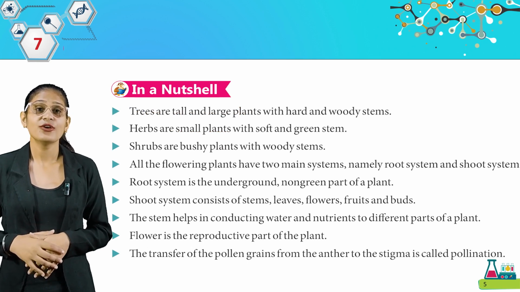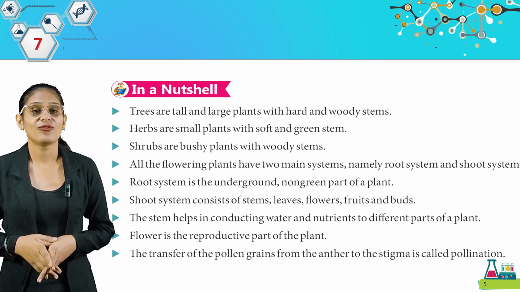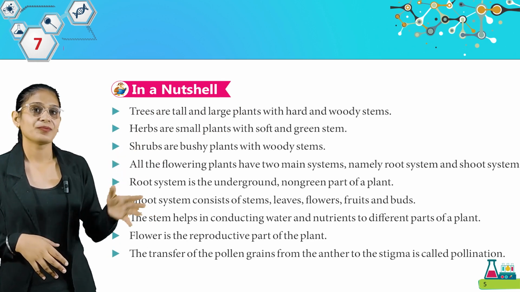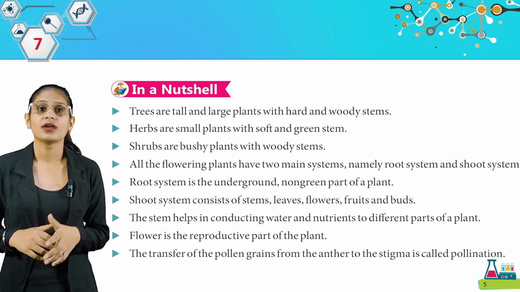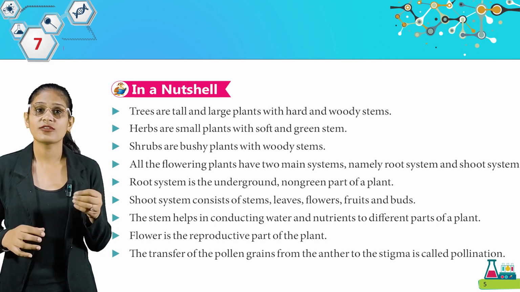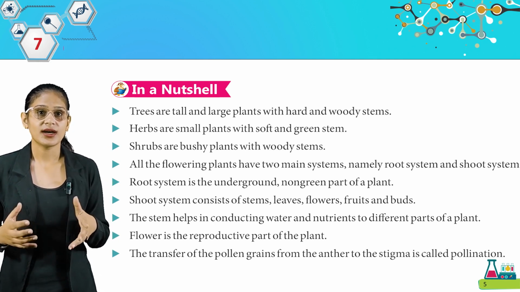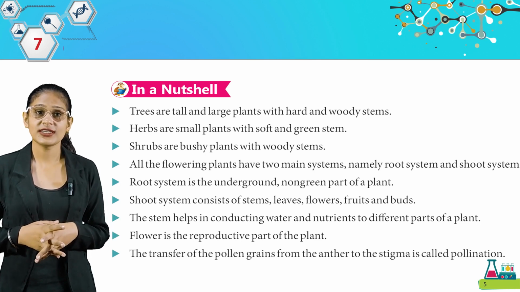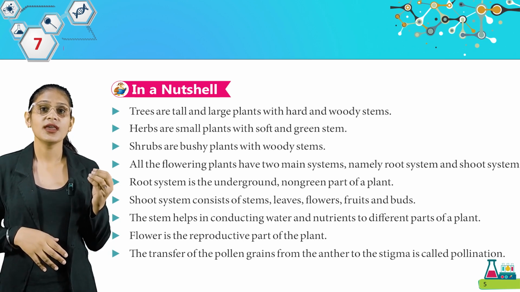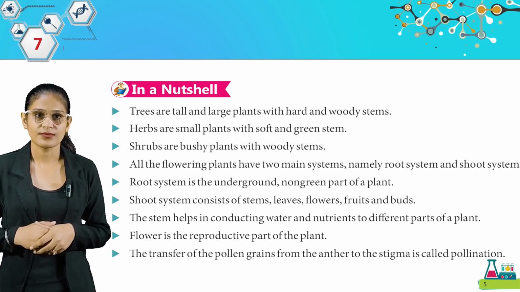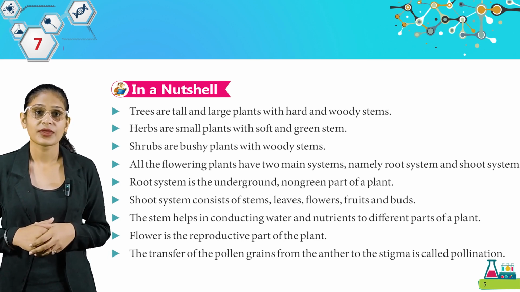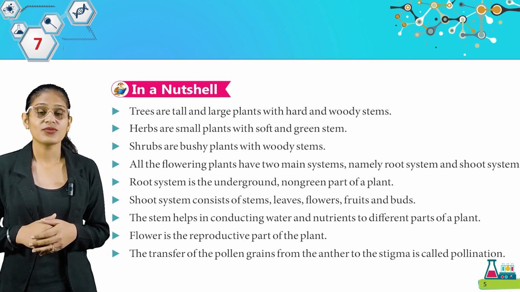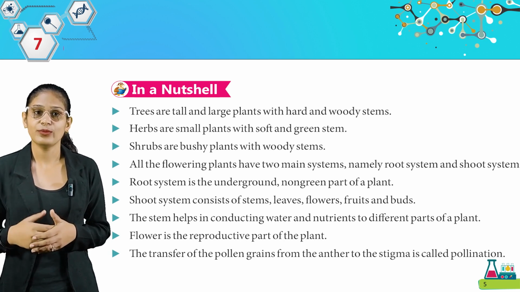What we learn in this chapter, now we will discuss it in a nutshell. Trees are tall and large plants with hard and woody stems. Herbs are small plants with soft and green stems. Shrubs are bushy plants with woody stems. All the flowering plants have two main systems, namely root system and shoot system. Root system is the underground non-green part of a plant. Shoot system consists of stems, leaves, flowers, fruits and buds.